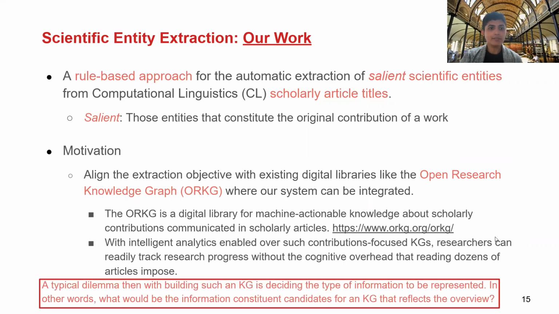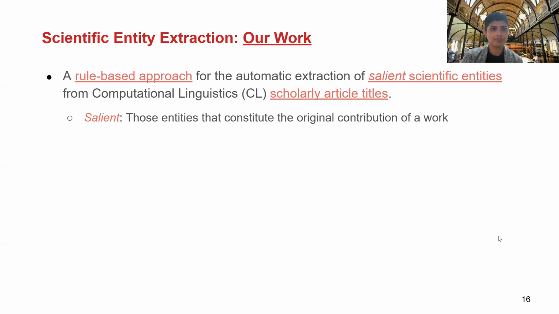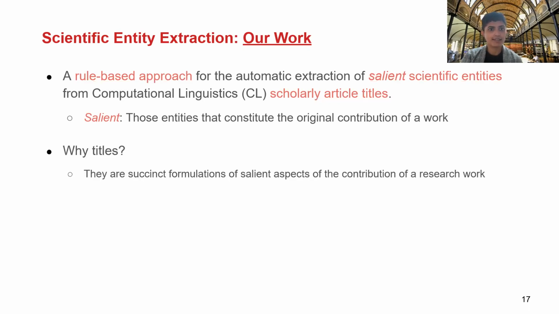Of course, then a typical dilemma with building such a knowledge graph is deciding the type of information to be represented. In other words, what would be the information constituent candidates for a KG that reflects the overview? So we have tackled this question in part in our work. Recall that we propose a rule-based approach for the extraction of salient scientific entities from scholarly article titles.